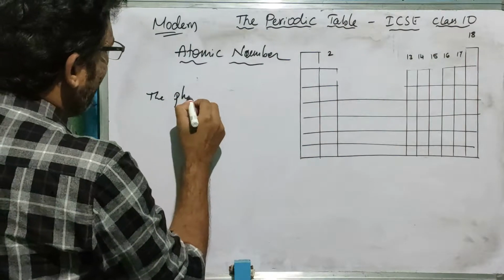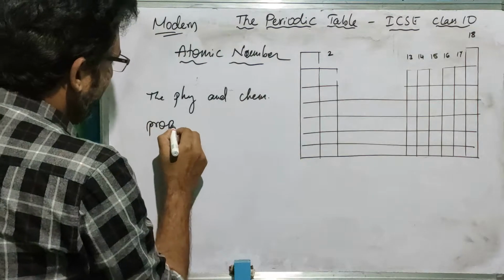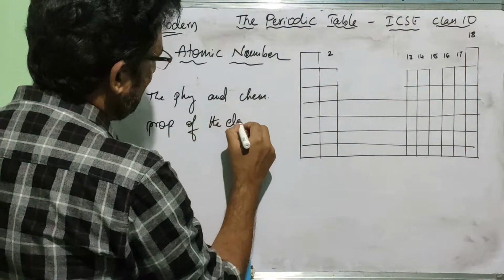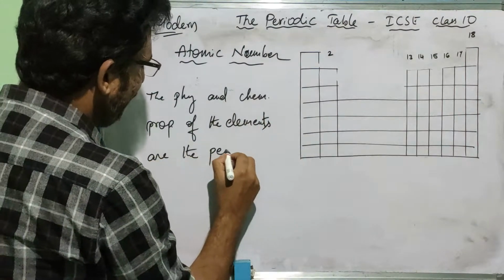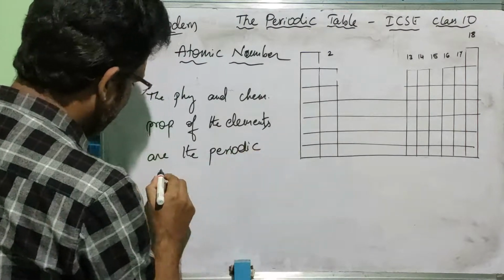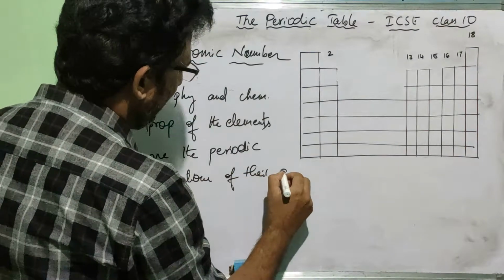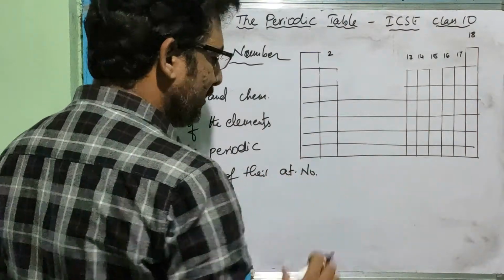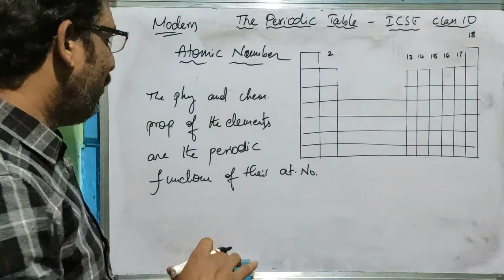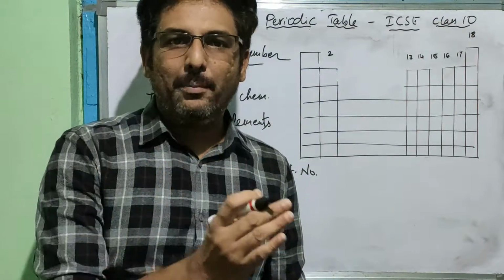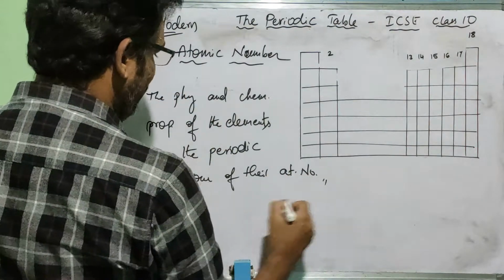the physical and chemical properties of the elements are the periodic functions of their atomic number. That means the physical and chemical properties of the elements depend upon the atomic number of that element. So this is called the modern periodic law.